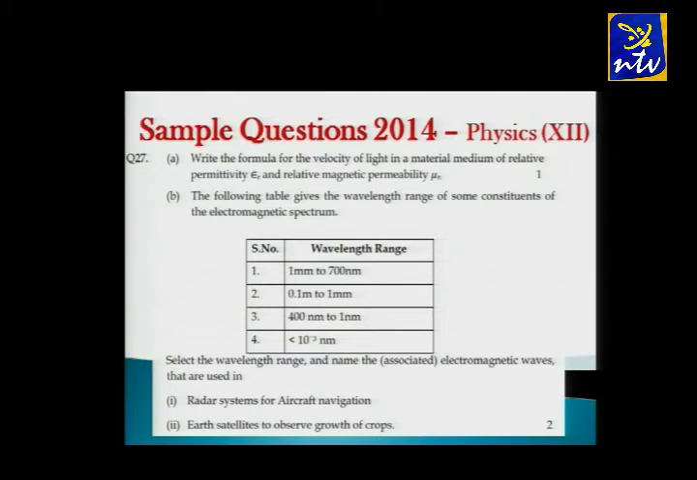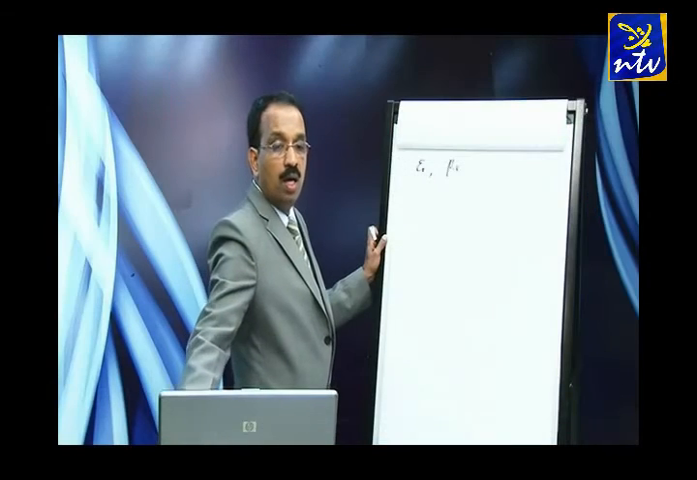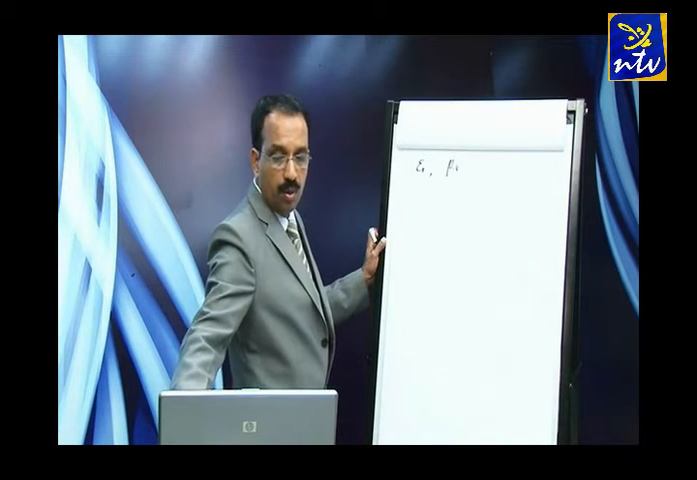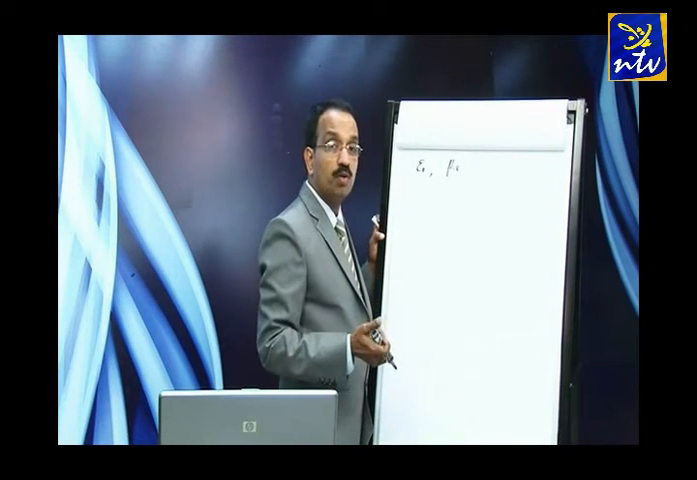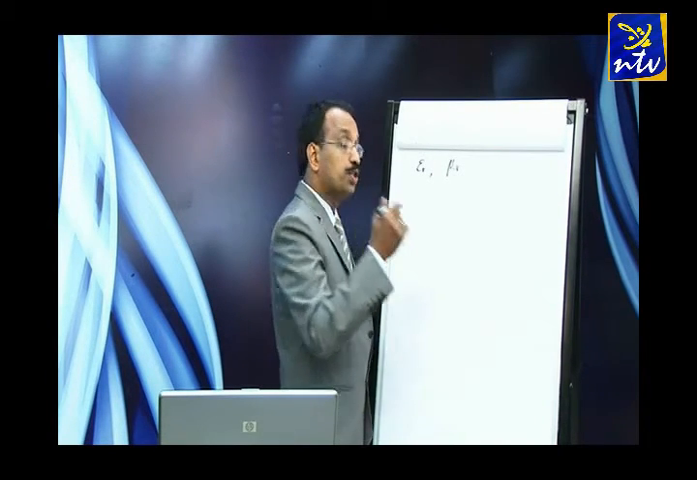The next question is: write the formula for the velocity of light in a material medium of relative permittivity epsilon r and relative magnetic permeability mu r. So, epsilon r and mu r, relative permittivity and relative permeability. How do you write the velocity of light in the medium? In terms of these, we have to write the expression for the velocity of light.